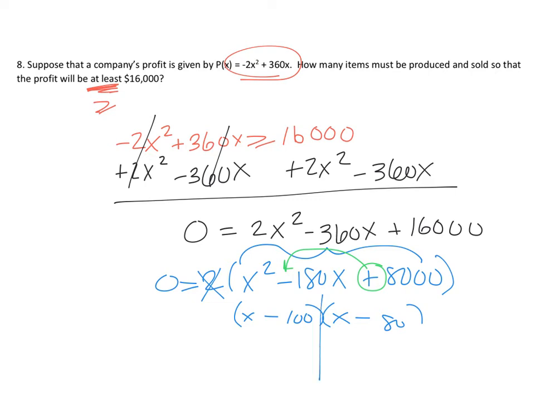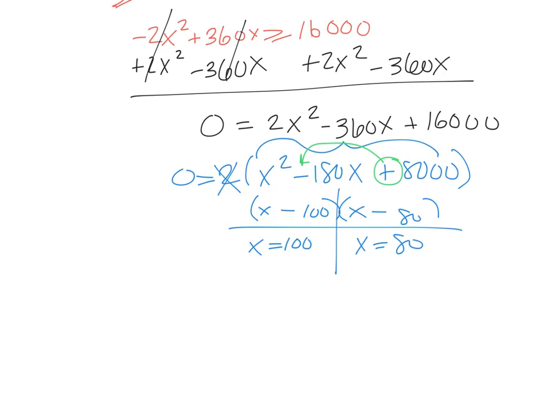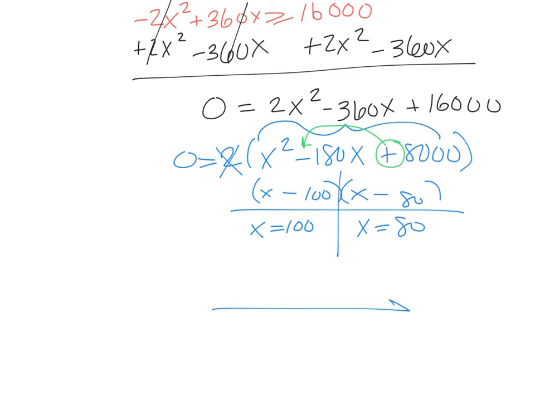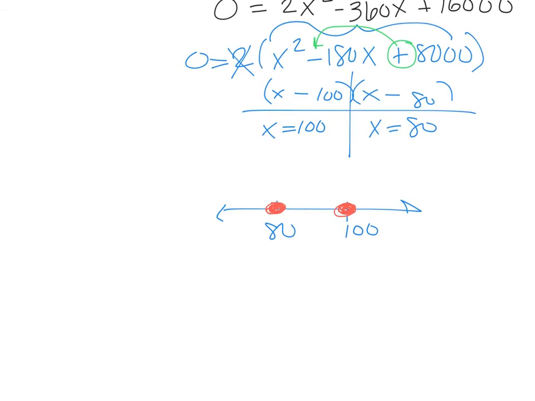So I'm going to split this down the middle and get two values for x. x equals 100 and x equals 80. That will go on my number line because it's an inequality, so I need to know the possible values of x. I'll do closed circles because at least means greater than or equal to. And what I'm going to do is test a value in the middle to see if that is where I shade. If it's not, then I'll test other areas too.